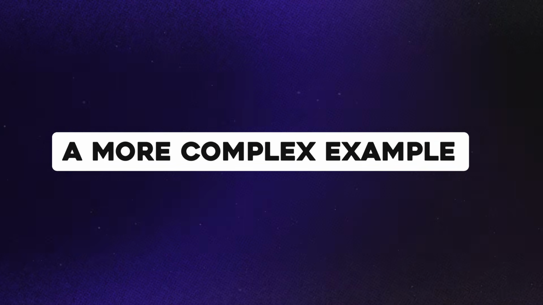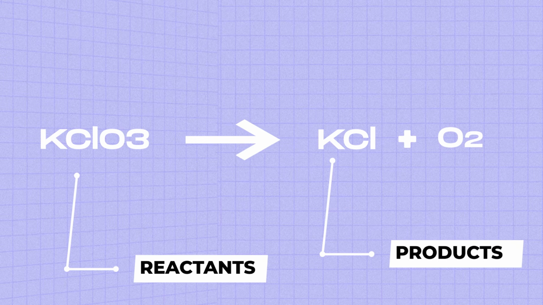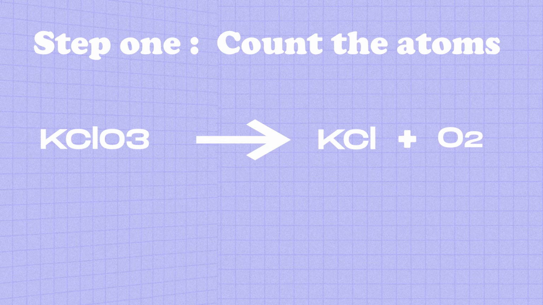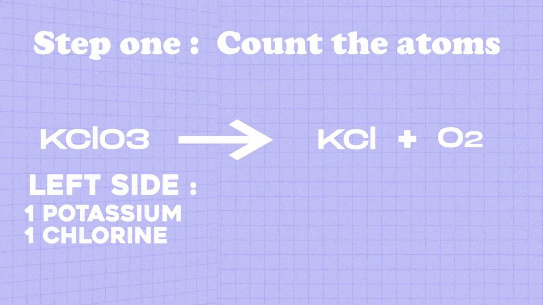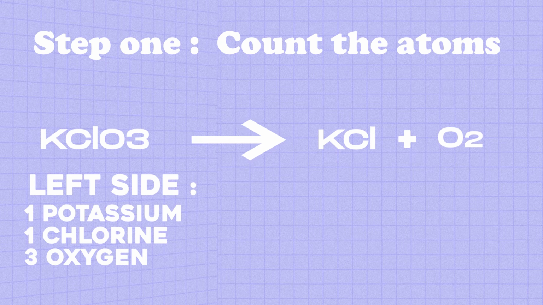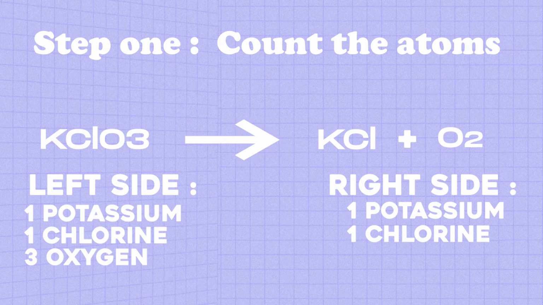A more complex example: potassium chlorate breaks down into potassium chloride and oxygen. Here's the unbalanced equation. KClO3 gives KCl plus O2. Step 1. Count the atoms. Reactants: 1 atom of potassium, 1 atom of chlorine, 3 atoms of oxygen. Products: 1 atom of potassium, 1 atom of chlorine, and 2 atoms of oxygen. The oxygen atoms aren't balanced.